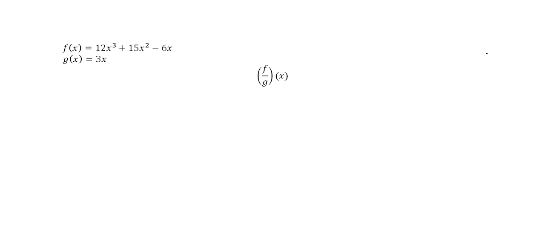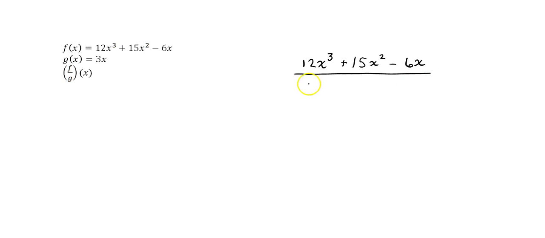Here I'm going to go ahead and do a division problem. I'm going to take my f of x and divide it by the g of x. I'm going to remind everybody: 12x to the third plus 15x squared minus 6x, all of that being divided by 3x. All right, and I'm going to divide everything by the 3x.